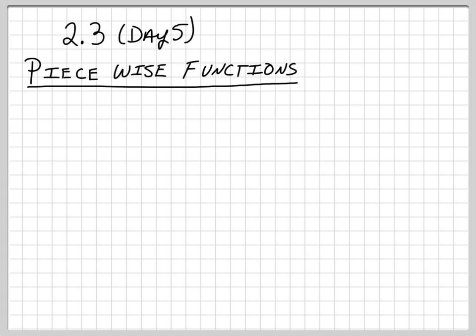2.3 Day 5 notes. We're talking about piecewise functions. So let's think about that word for a second. Piece, meaning parts of a graph. Wise, meaning it's composed. So it's a graph that's composed of different pieces. And let's get the definition here.